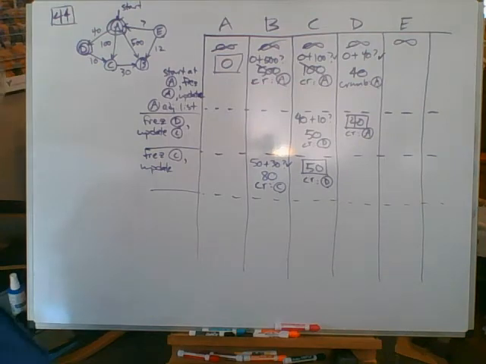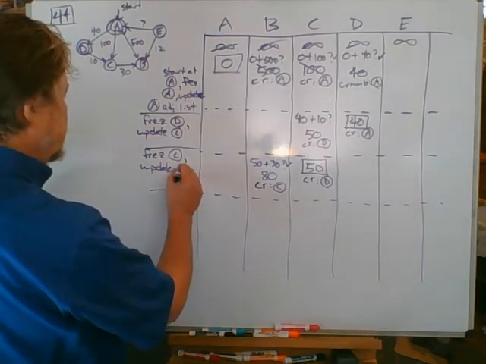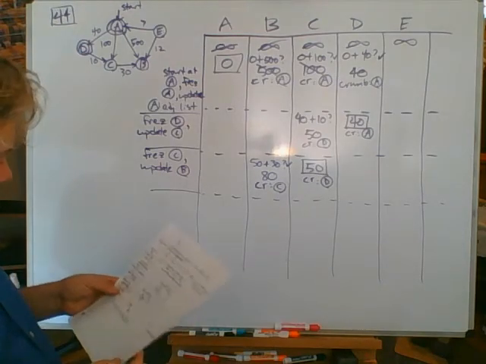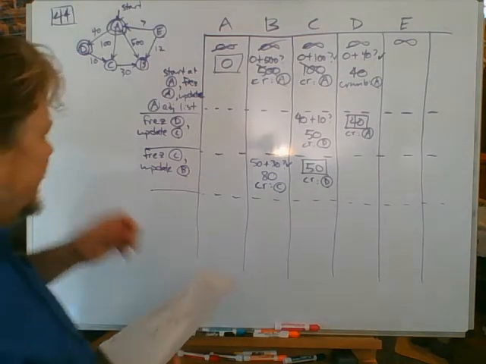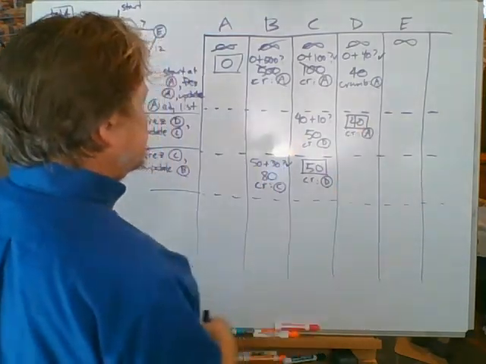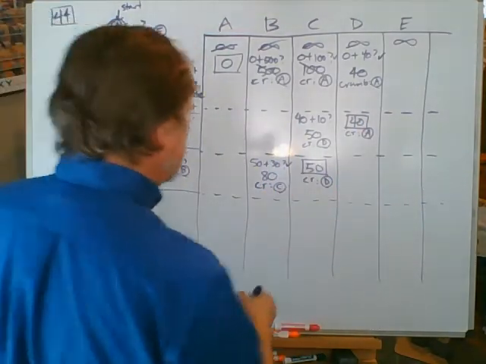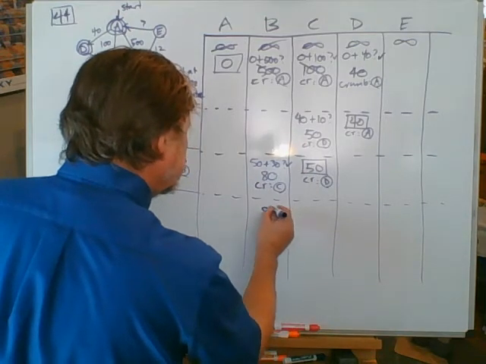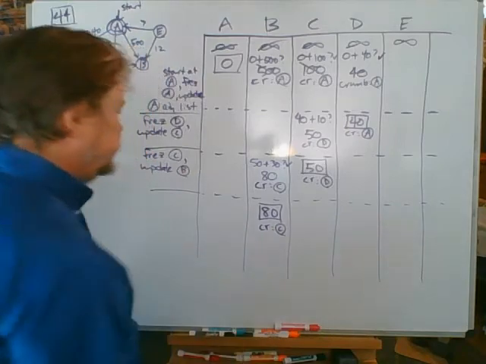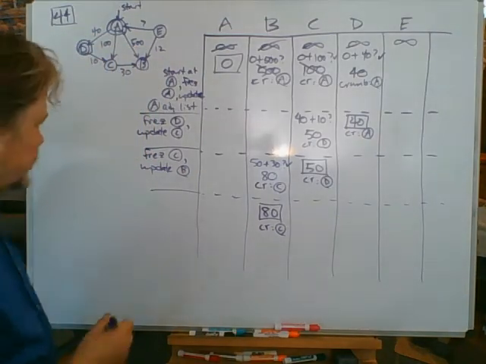Here we go again. Who did I update? I updated B. Let's go shopping. Who's even unfrozen? Who's left that's not frozen? Everybody's frozen except for B and E. And 80 is less than infinity, so 80 is the next one that gets frozen. 80 with its crumb field of C is the next frozen node.